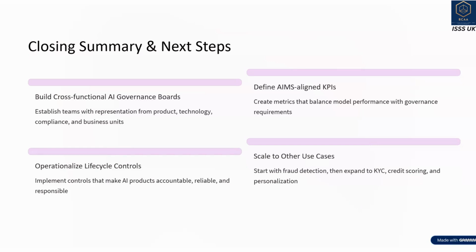Operationalize lifecycle controls we discussed, right? Implement controls that make AI products accountable, reliable, and responsible. Scale to other use cases. Once you start small, deploy and take this practice and scale to other use cases as well. Start with fraud detection, for example, then move into KYC, credit scoring, and personalization. So that the same practices, the same governance, the same common platforms can be used for different use cases, and justify our investment.